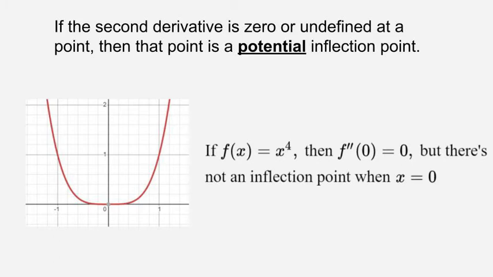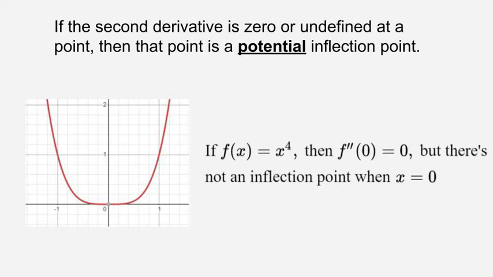If we take the second derivative and plug in 0, we still do get 0. But if we look at the graph of x to the fourth, we see that there is not an inflection point when x is equal to 0. On both the left and right-hand side of that point, it is concave up. It's actually concave up throughout the entire function. And so the concavity never changes, and so there's not an inflection point at 0, nor does this function have any inflection points.